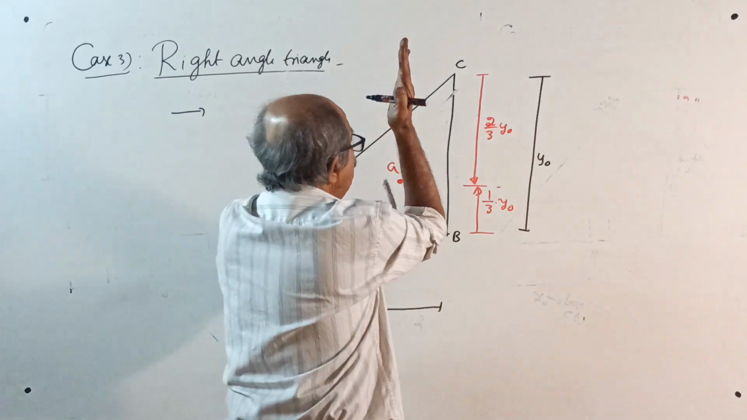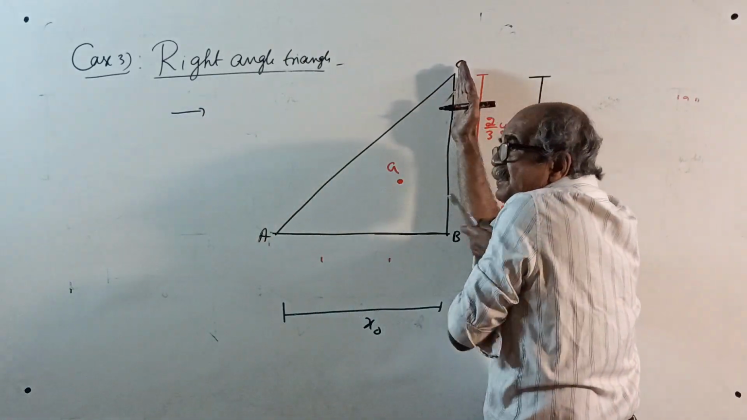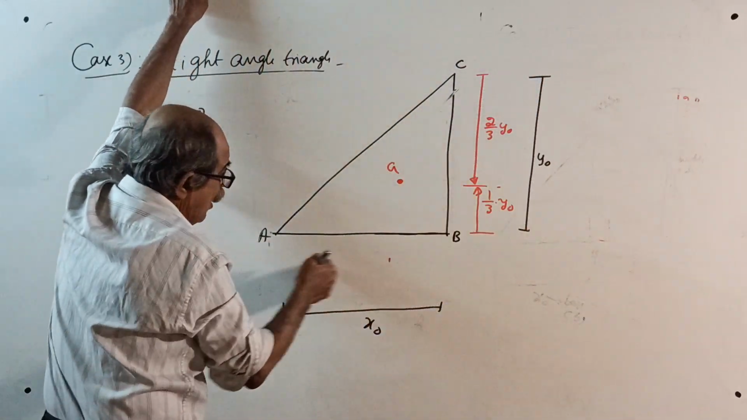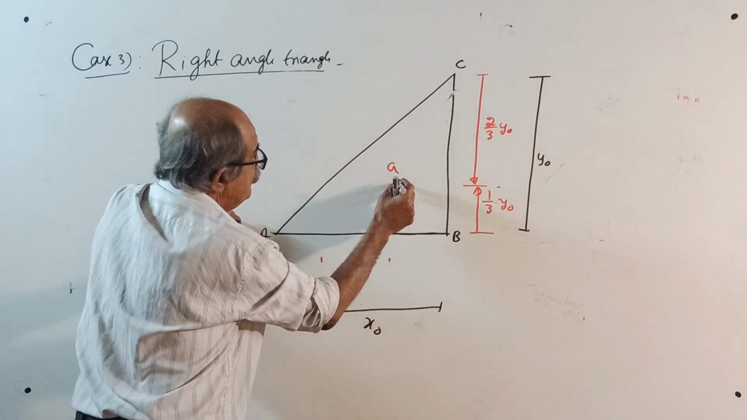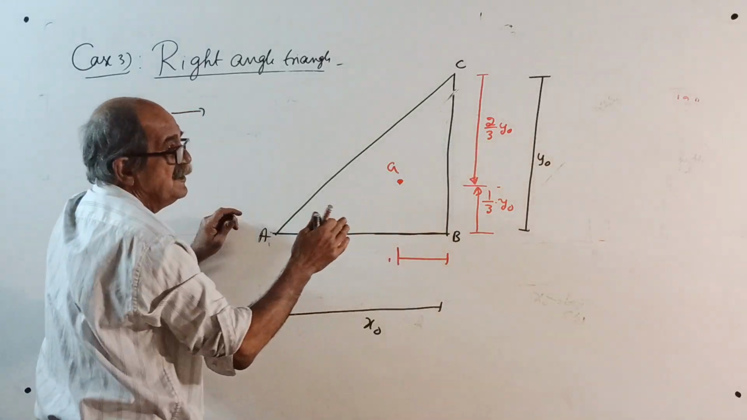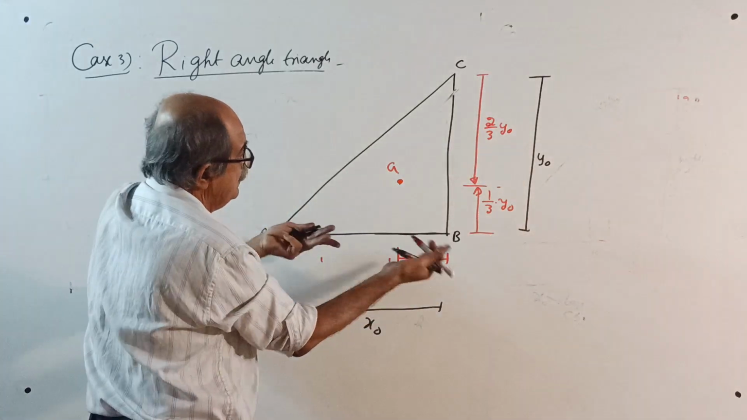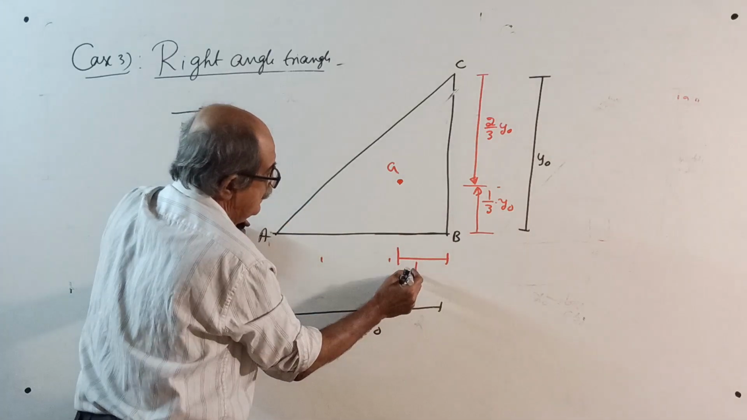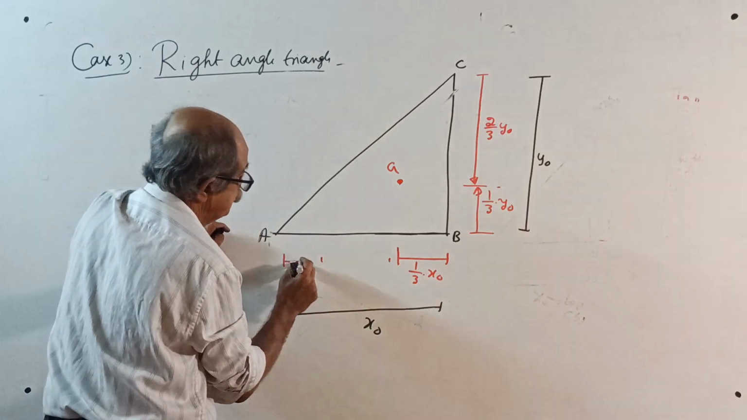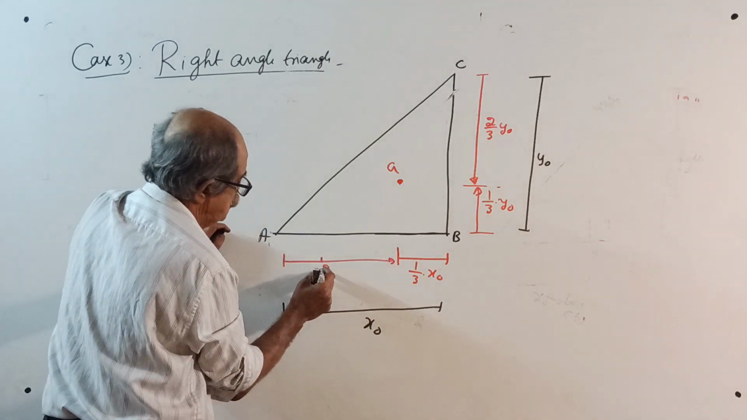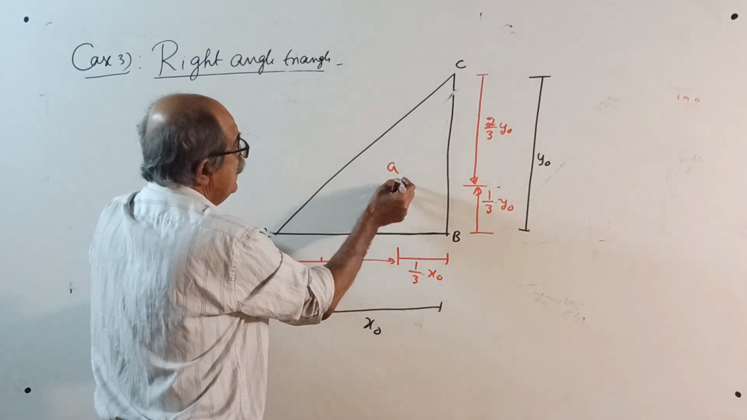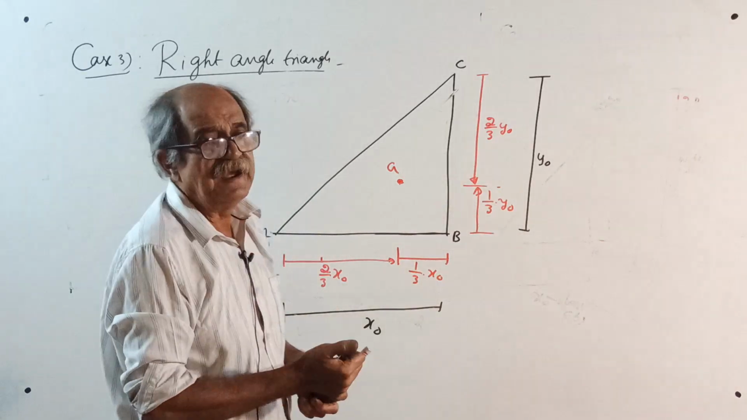Now, if you take this as the base, this will become height. So when you take y naught base along x naught, centroid will be this distance from the base. Centroid will lie on that side where area is more, this side. This is 1/3 of x naught. This is out of scale slightly. This is 2/3 of x naught. That's how you locate centroid for a right angle triangle.